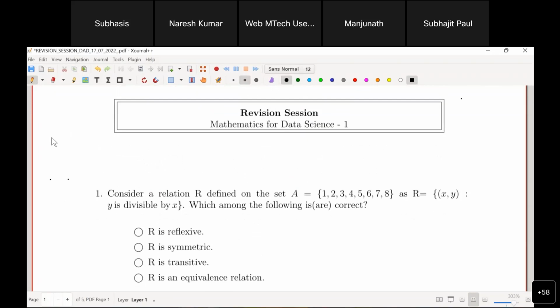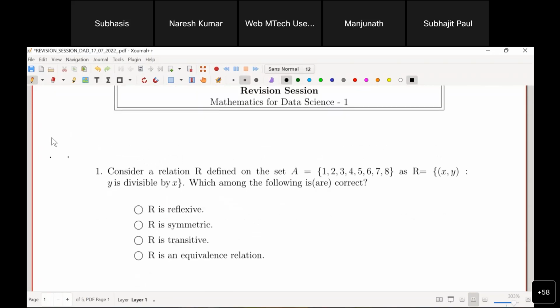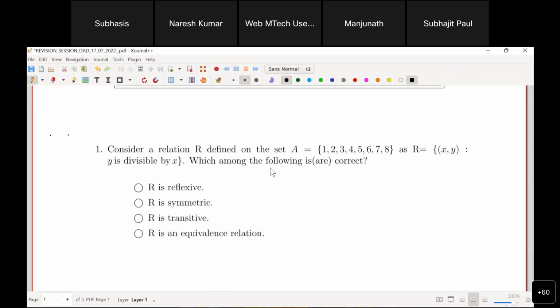So the first question is, we have defined one relation on this set A. So A consists of 8 elements. These elements are 1, 2, 3, 4, 5, 6, 7, 8. And we have a relation.